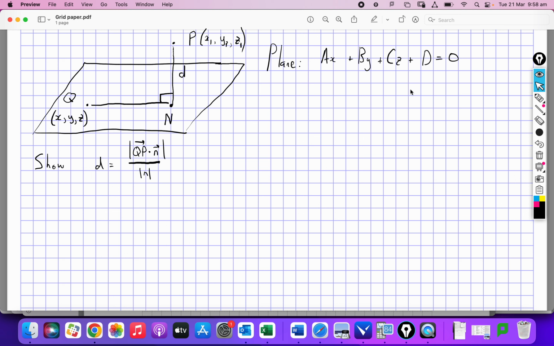D is not a vector. D stands, as you would think it would, for a distance. You could say it was the magnitude of vector NP, but it's not a vector itself. Now, to do the question, I'm looking at where I've got to go, which I've written here. So they're telling me to show this formula.